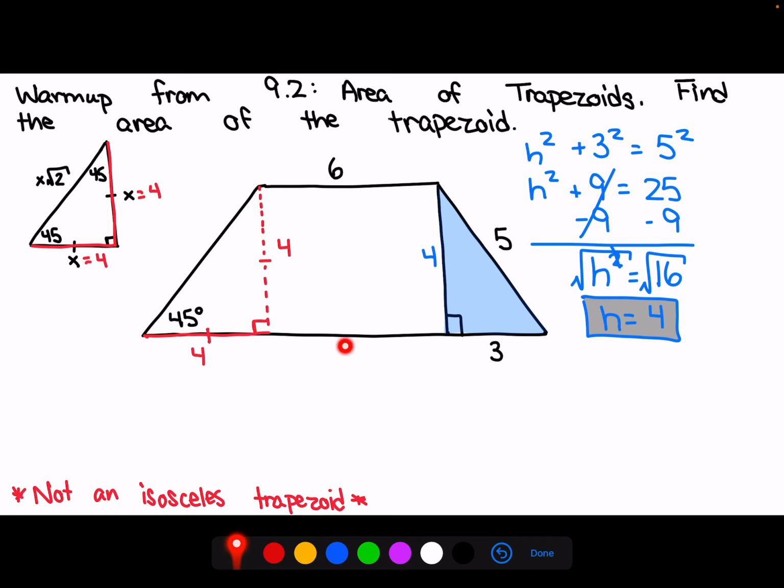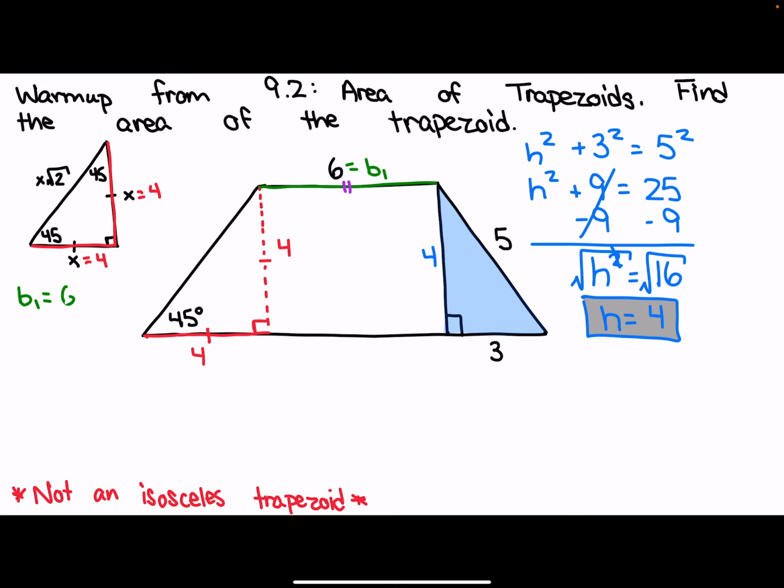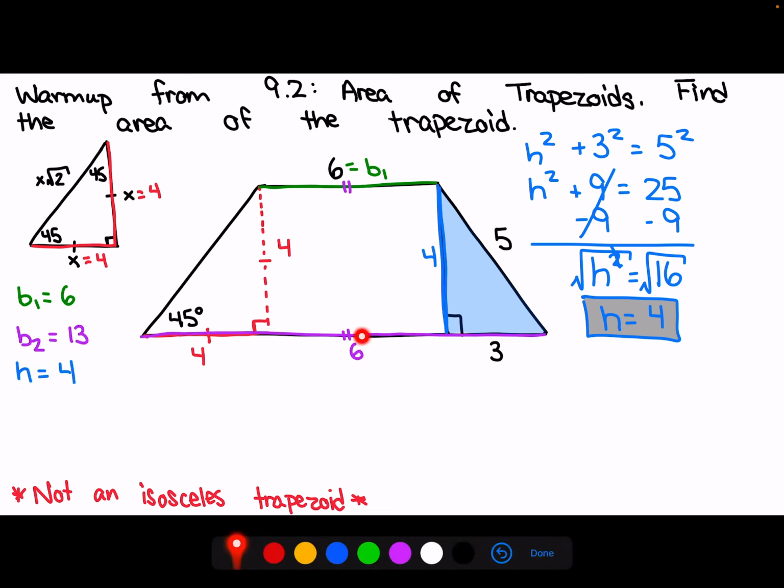Now, along with that, since in the middle here we have a rectangle, I know that opposite sides will be congruent. So the bottom portion of this must be 6 as well. So at this point, we have our height as 4, base 1 as 6, and base 2 as 13. Again, 13 is from 6 plus 4, which is 10, plus 3, which is 13.